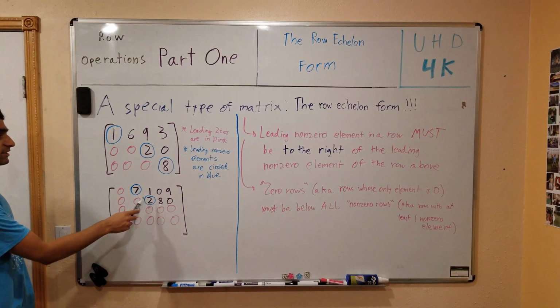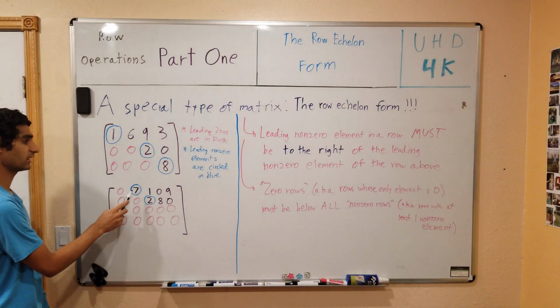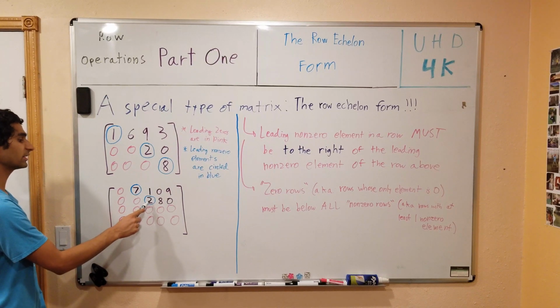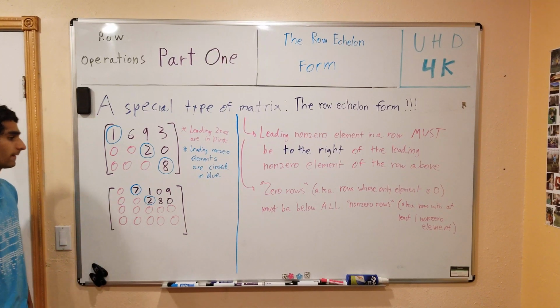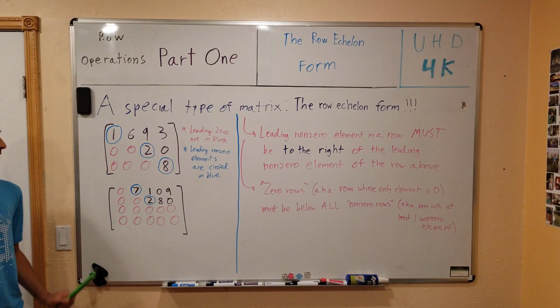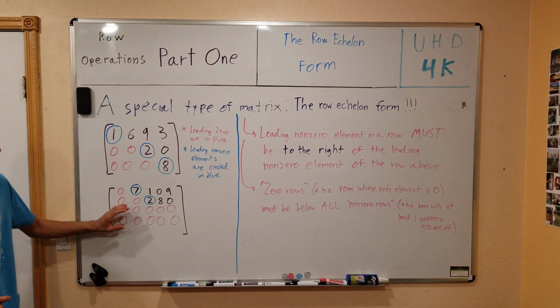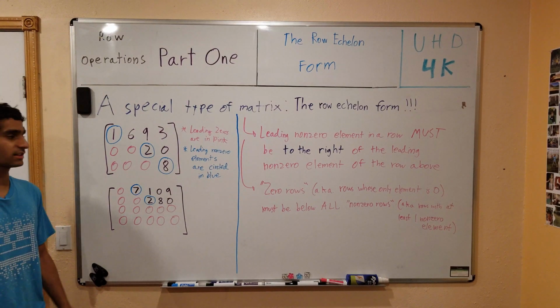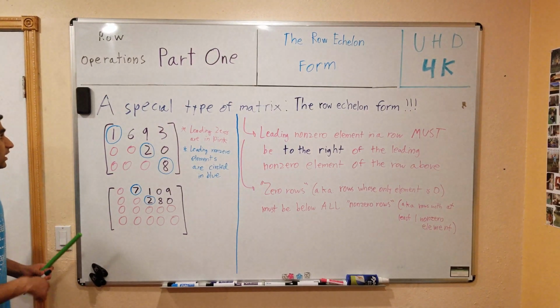Similarly, we'll go to this matrix over here. I have circled the leading entries in blue. The 2 is strictly to the right of 7, and these bottom 2 rows are zero rows, and they're below all the non-zero rows. Now let's go over some matrices and check to see whether they're in row echelon form or not.